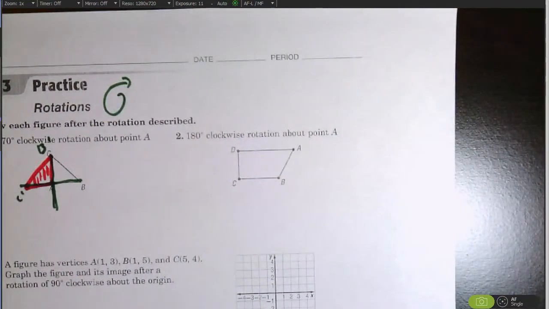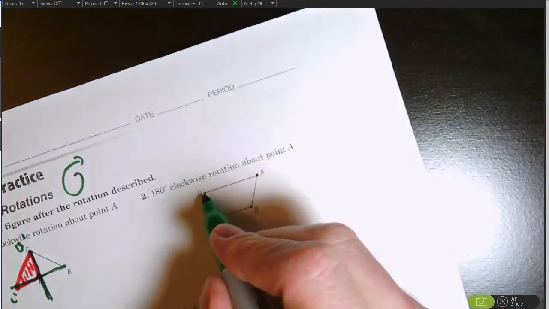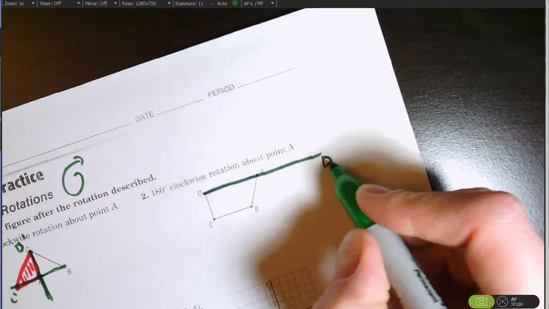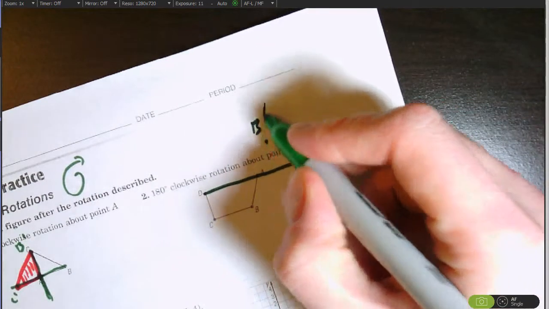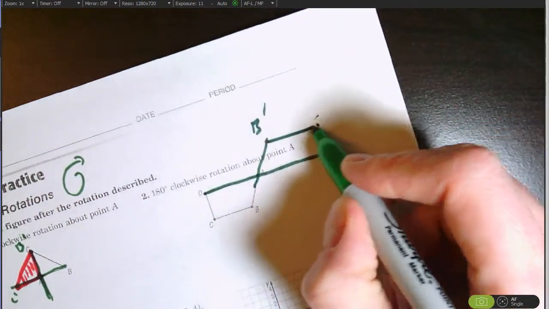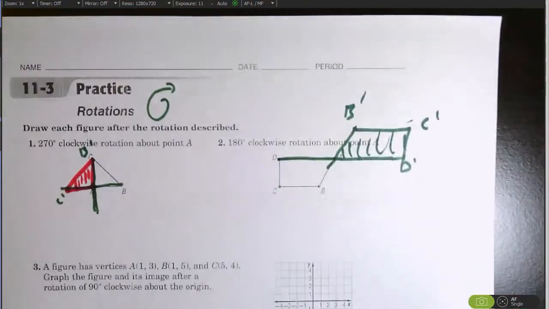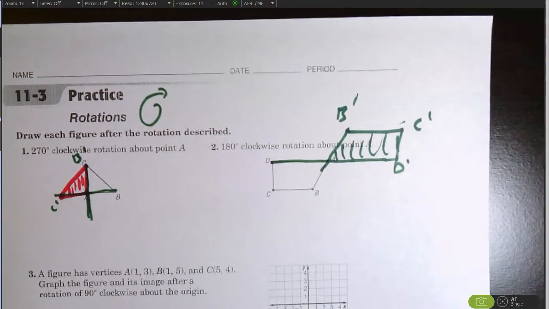Number two, 180 degree rotation. That just means you are taking point A, and it's about point A, and you're going a straight line across, because a straight line's 180 degrees. So D prime would be here, B prime would be over here, because that's a straight line. C prime is somewhere out here. And there's our figure.